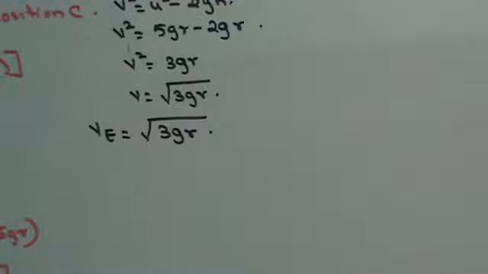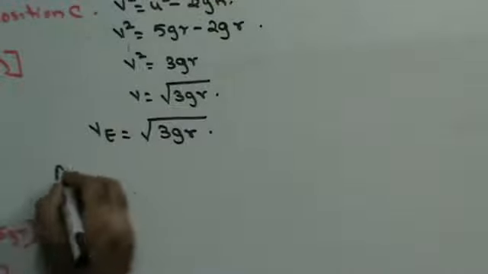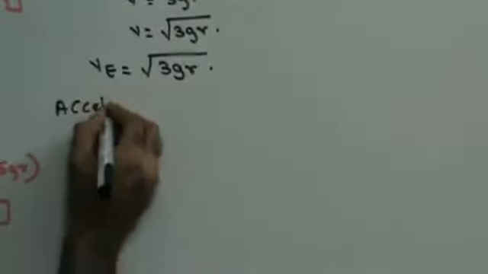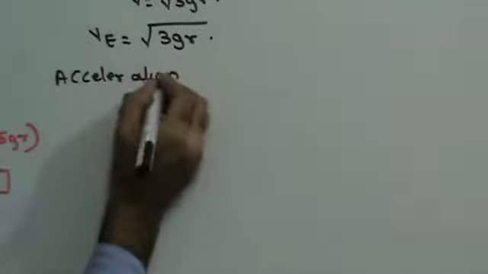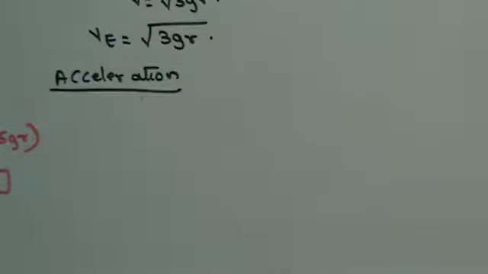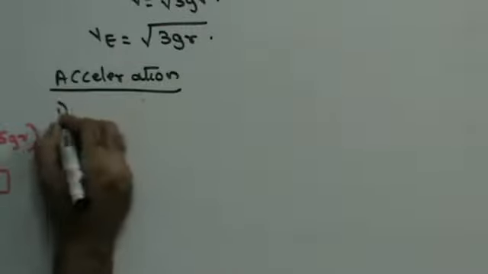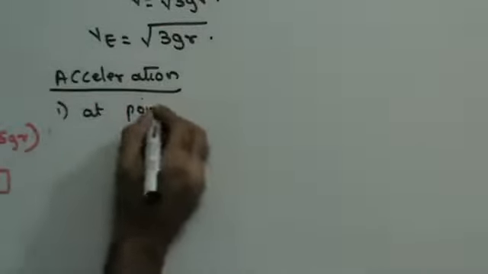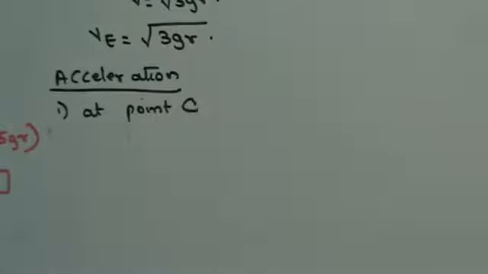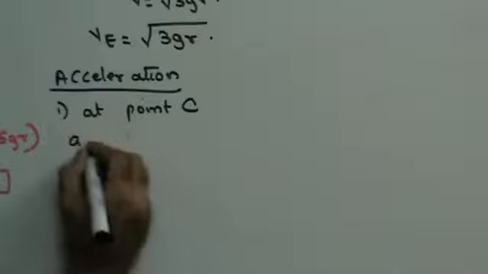Velocity we found out, right? Now let's try to find out the acceleration at various points as the body rotates in a vertical circle. Now at point C, that's at the uppermost point, centripetal acceleration.